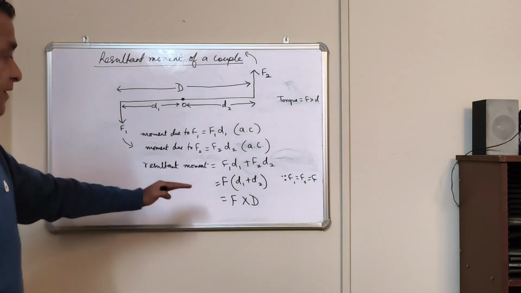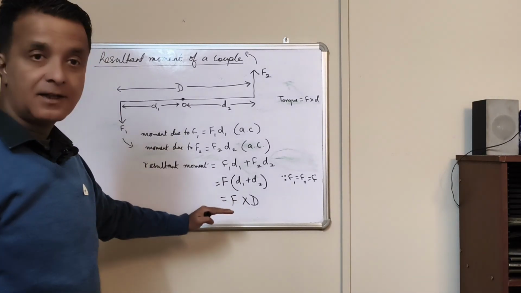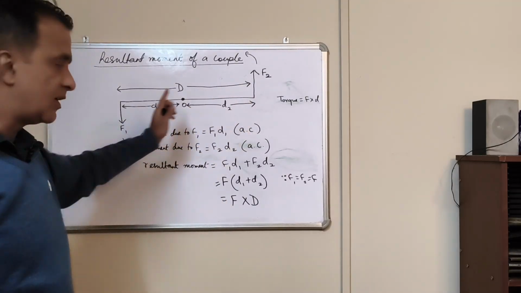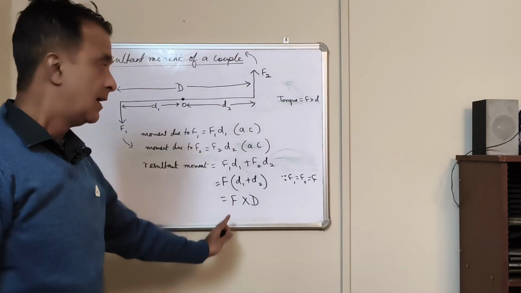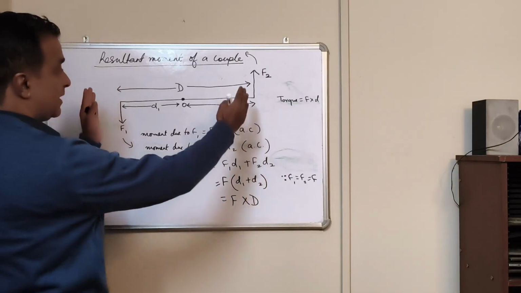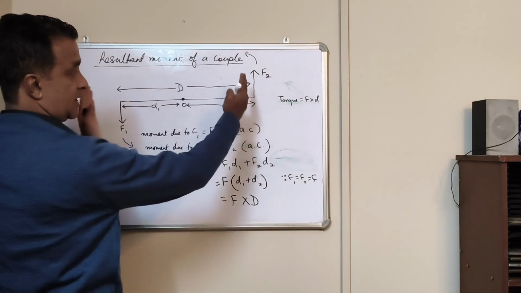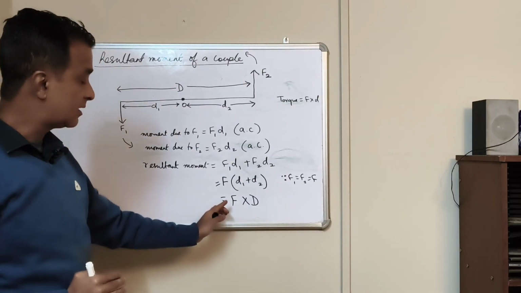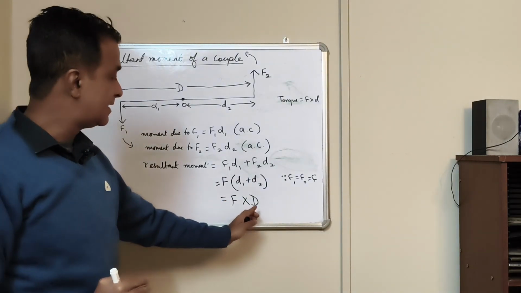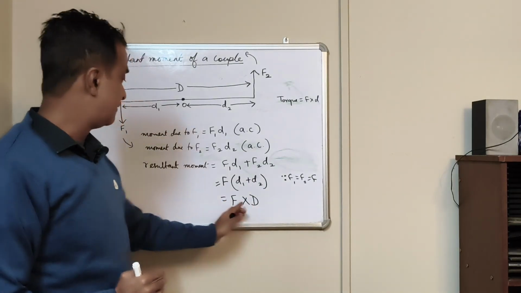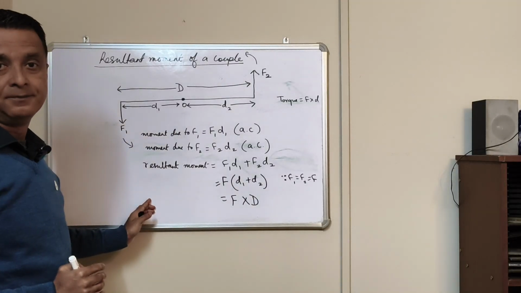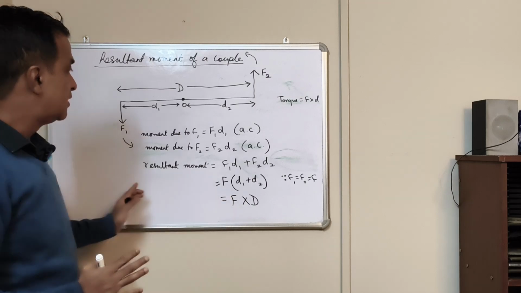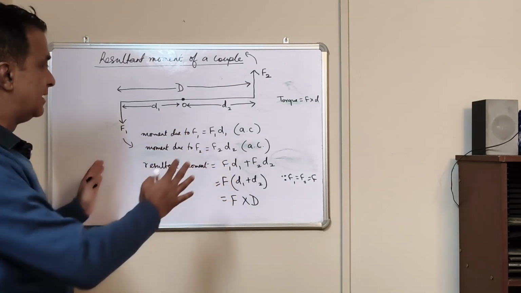So the resultant moment of a couple is the product of any one force, because they are equal, you can just choose any one force, and multiply it with the distance between the two forces, capital D. So the product of any one force and the distance between the two forces gives us the resultant moment of a couple. Right. So please keep this in mind. This will help us to solve the numericals very quickly and easily.